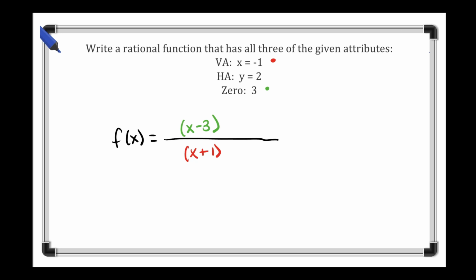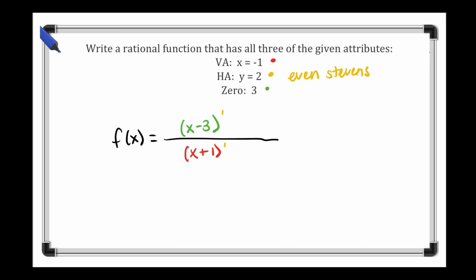And then the last thing that you would know is the horizontal asymptote of y is equal to 2, which means that your degrees are even steven, which means the degrees have to be the same. So right now the degrees are the same. It's an x to the 1 and x to the 1.